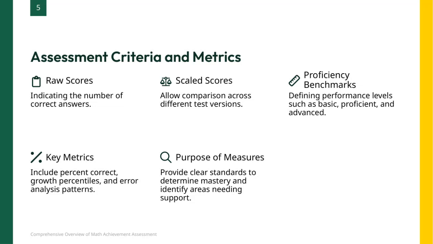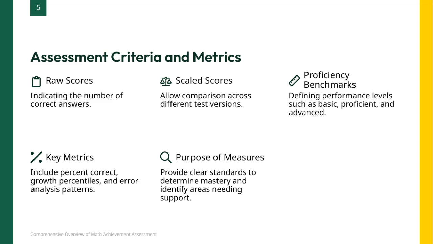On this slide, we dive into the assessment criteria and key metrics that help us understand test results more clearly. First, we have raw scores, which simply show the number of correct answers a student has given. While these scores are straightforward, they don't always tell the full story. That's where scaled scores come in. They adjust for different versions of the test, making it possible to compare results fairly across various administrations.